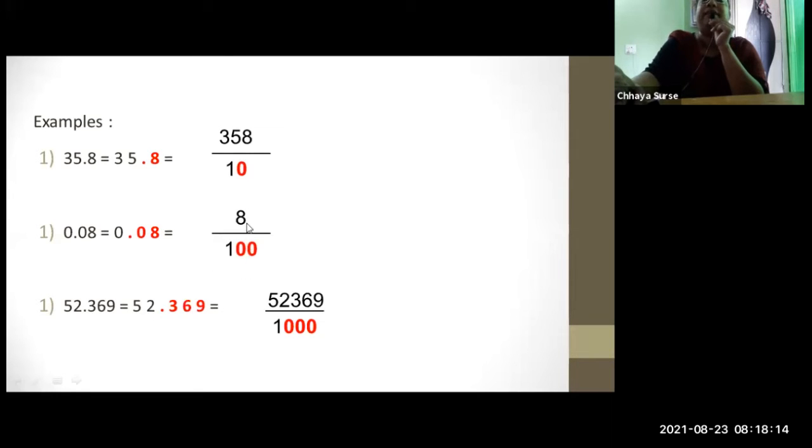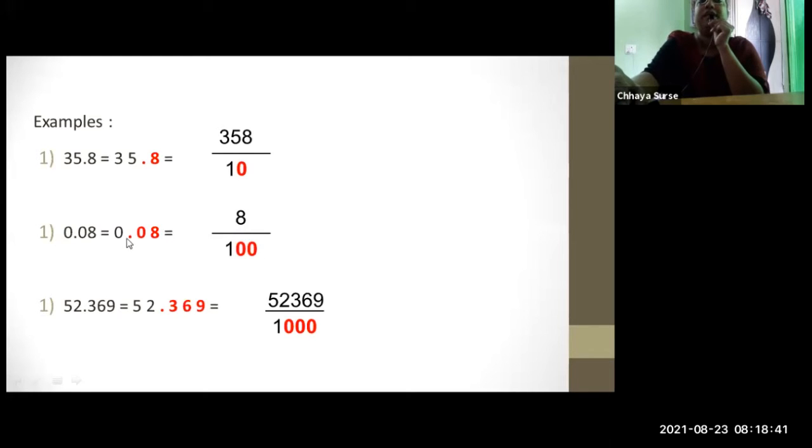That's why we write 8 upon 100. This number you will write here. Here is the number 8. Don't look at the zeros, only see the number 8 here. That's why 8 goes in the numerator place and the decimal places number you will write in the denominator place. So that's why this is 100.